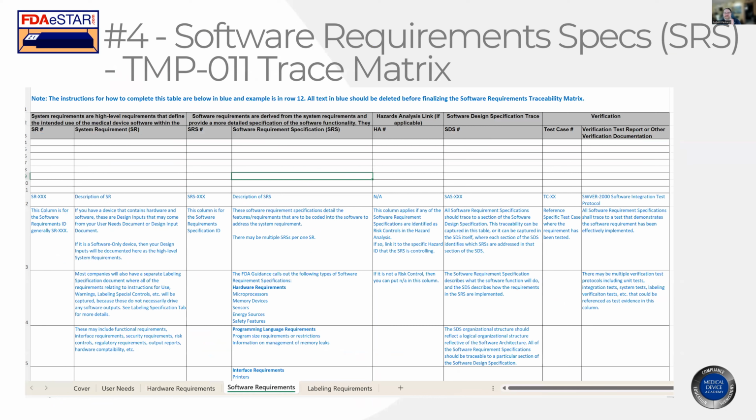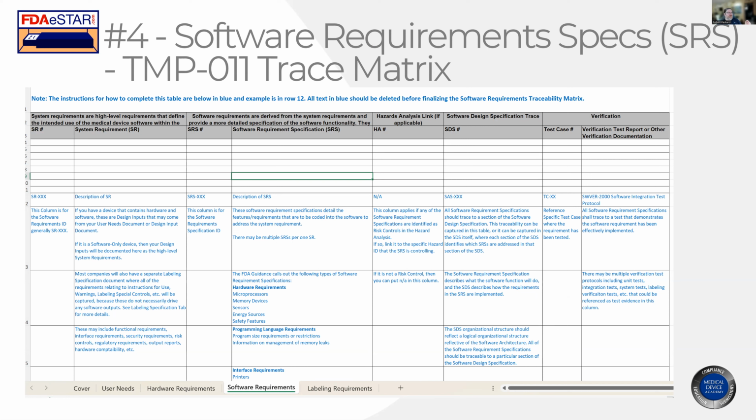Now we're going to get into document number 4 that you have to attach, the software requirements specification. In this particular one, you have different tabs. So this is an Excel spreadsheet rather than a Word document. In the different tabs, you have a cover, you have user needs, you have hardware requirements. So in our example, software as a medical device, that one goes away. And then software requirements, and then labeling requirements. You could even create a separate tab just for cybersecurity requirements. That would be a great idea.